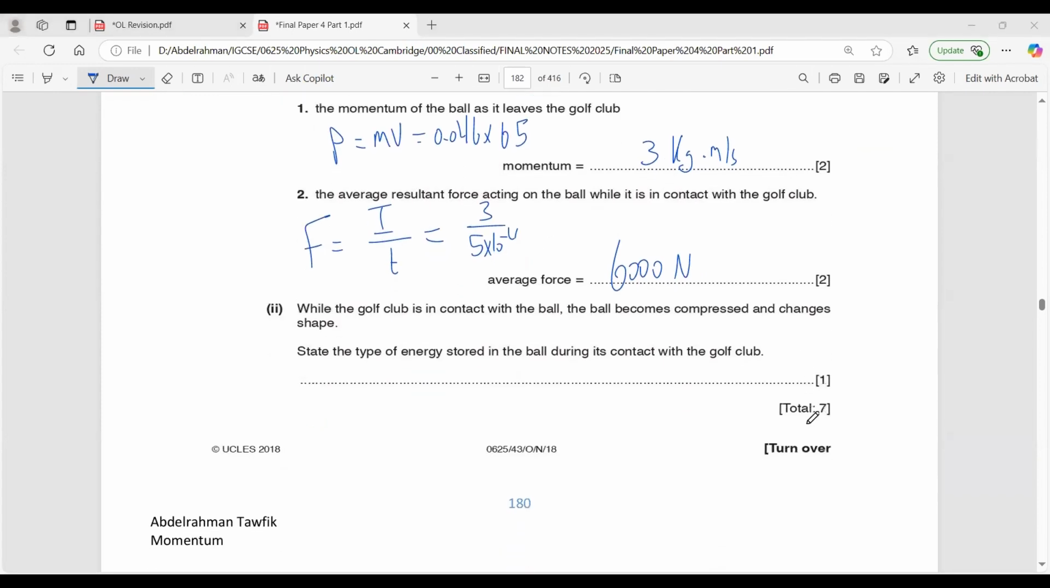Last but not least, when the golf club is in contact with the ball, the ball becomes compressed and changes shape. State the type of energy stored in the ball during contact. What is the type of energy stored inside the ball while it changes its shape? Elastic potential energy or strain potential energy. You can say either. Okay, that's it.